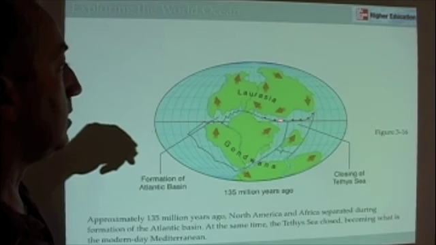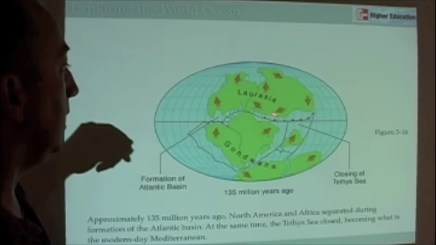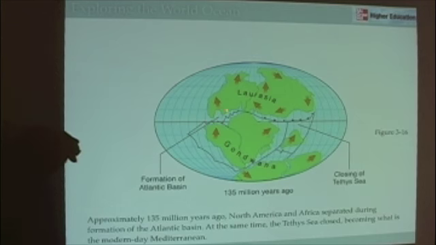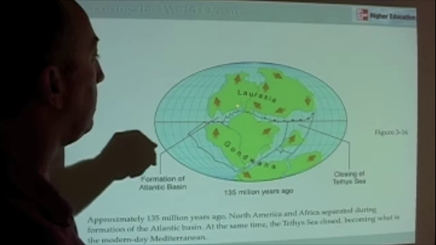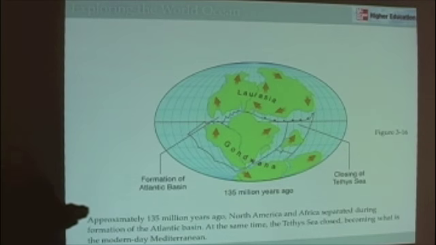And as they began to spread apart, the Tethys Sea began to close. Here we have, as Laurasia separates from Gondwana, the formation of the Atlantic Ocean Basin. So 135 million years ago, the Atlantic Basin began to form.